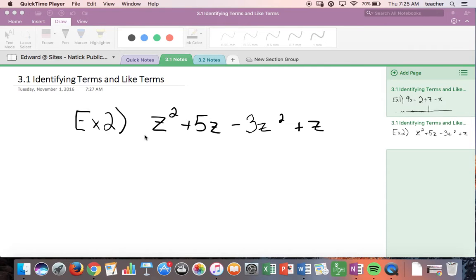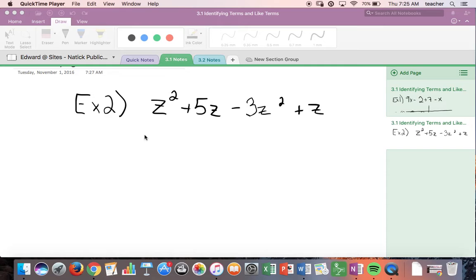Alright guys, so today in this video we're going to be doing something similar to what you watched in the last video. So we're going to be identifying terms and like terms and being able to simplify this expression. So my game plan is I'm going to run through, similar to what I did in the last video, how to identify terms, how to identify like terms, and then how to simplify. And hopefully giving you another example will just help it make more sense to you.